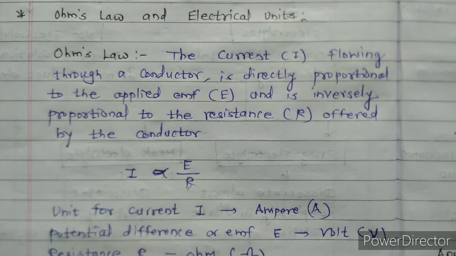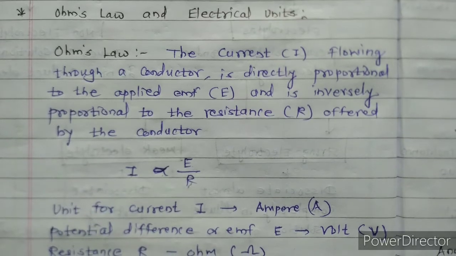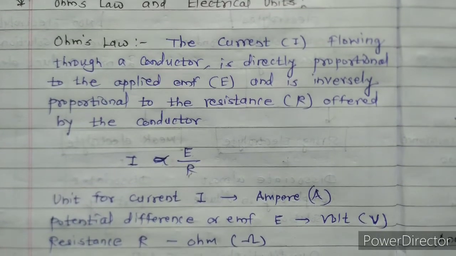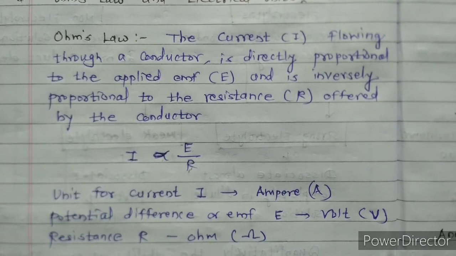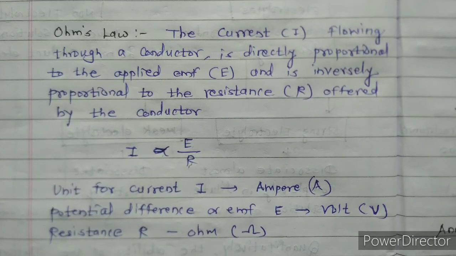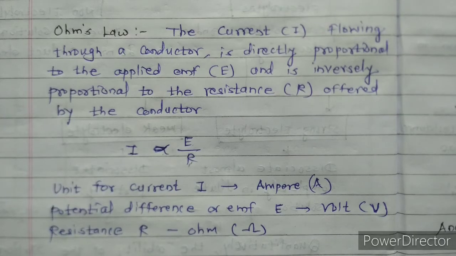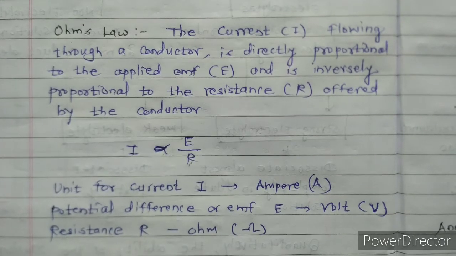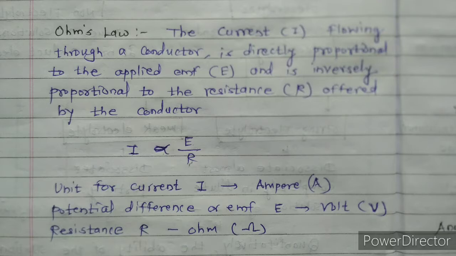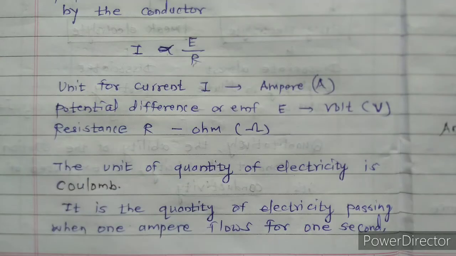The unit for current is ampere. It is indicated by the capital letter A. For potential difference, that is EMF, the unit is volt, and for resistance, the unit is ohm. The unit of quantity of electricity is coulomb. It is the quantity of electricity passing when 1 ampere current flows for 1 second.